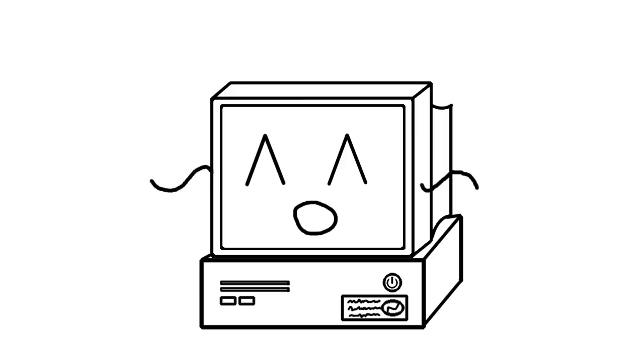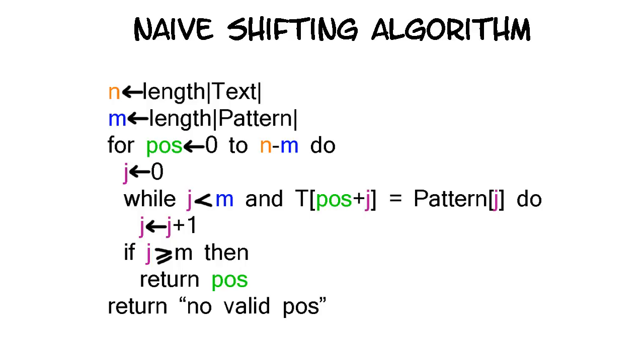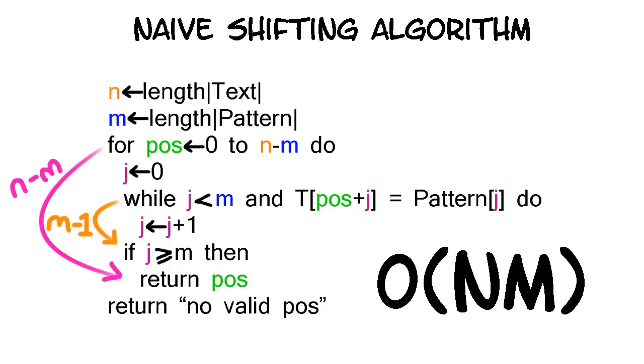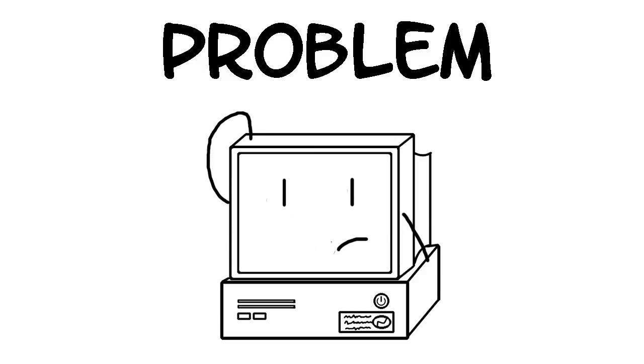This is all well and good until the text gets larger, in which case the computer will have to make lots and lots of shifts to find a string match. This naive shifting algorithm has a complexity of O(n times m) and is not very good for string matching. The problem is we're having to make lots of shifts even when we know the pattern won't match.